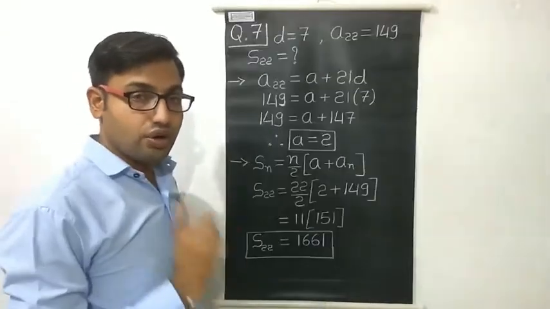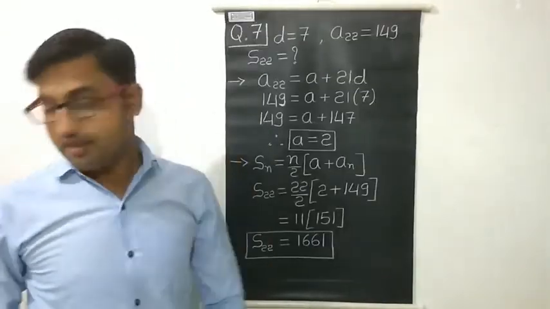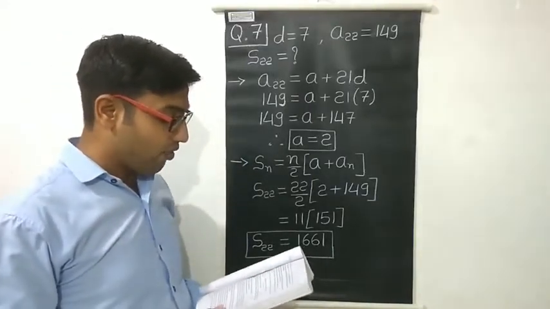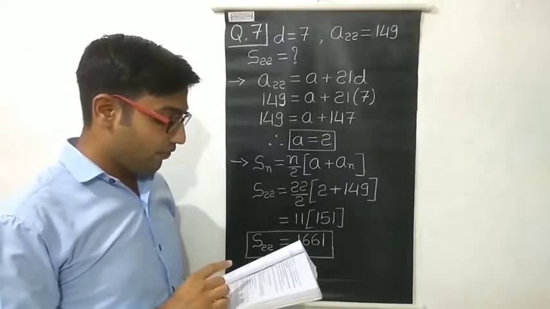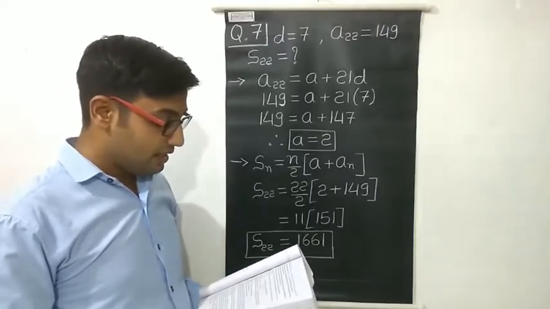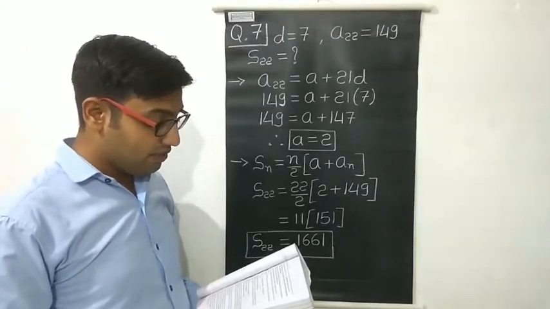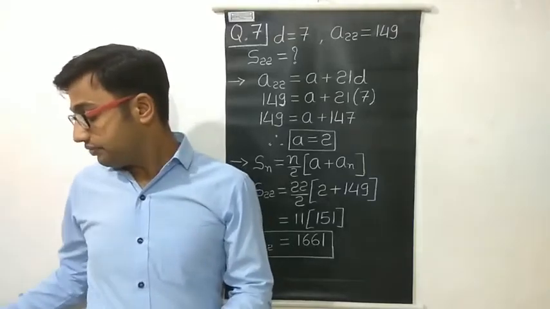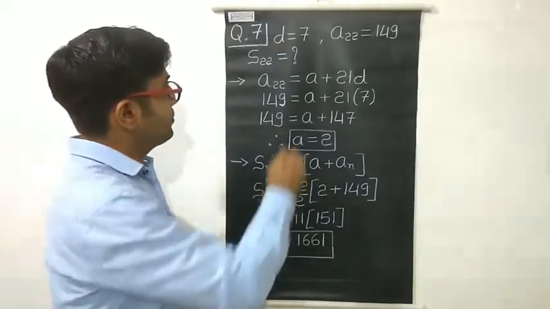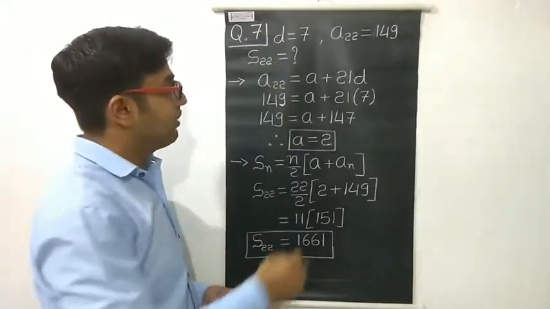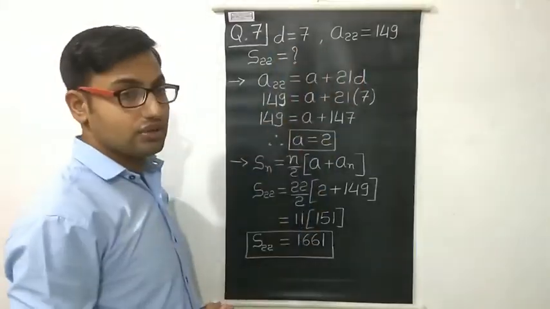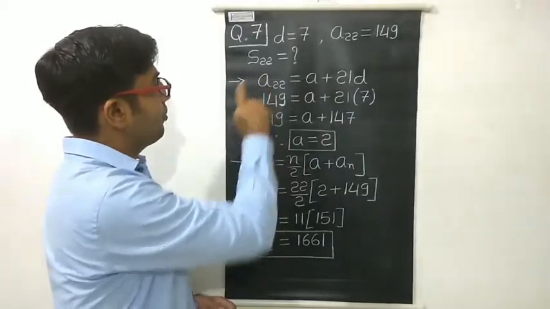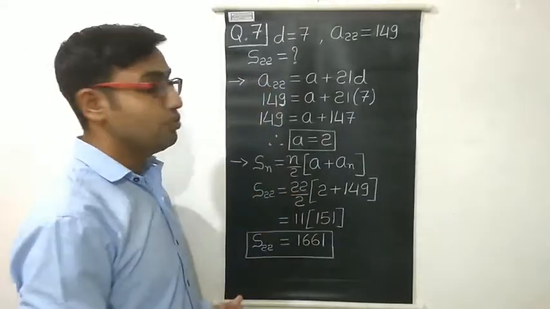Okay, so let us study question number 7. And what is the question? Question is, find the sum of the first 22 terms of an AP in which d is equal to 7 and the 22nd term is 149. So here we are given the common difference, that is equal to 7, and the value of the 22nd term, that is a22 is equal to 149. And we have to find the sum of these first 22 terms.